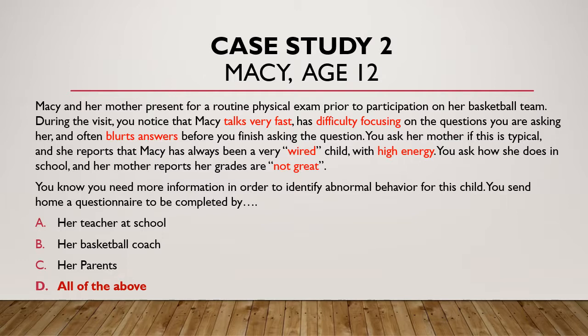If we're worried about her behavior, we should send questionnaires home to all of these people: a teacher at school, a basketball coach, her parents, so that we can identify if there are issues in at least 2 settings. Another option we would have, in addition to these 3, is sending a questionnaire for her to complete. She may be old enough to understand the questions on the assessment, and it would be a great opportunity to include her in the decision-making process and the treatment plan for her behavior.